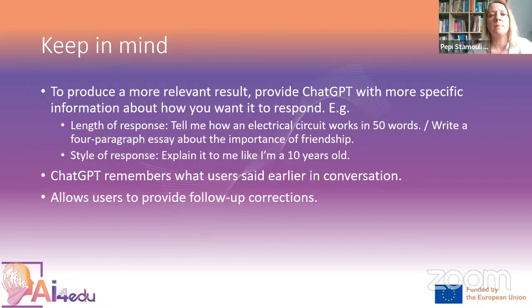Just some things to keep in mind: in order to have more relevant results, we have to provide more specific information about how we want it to respond. We can limit the response, refine our prompt, and ask ChatGPT to restrict its response in terms of length. For example, tell me how an electrical circuit works in 50 words, or write a four-paragraph essay. We can also modify the style of the response, asking it to explain a concept like I am 10 years old, or a professional, or a knowledgeable adult.